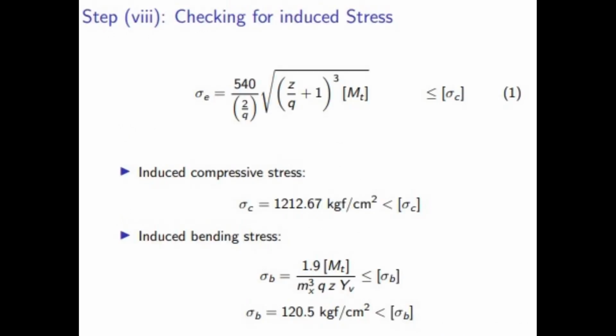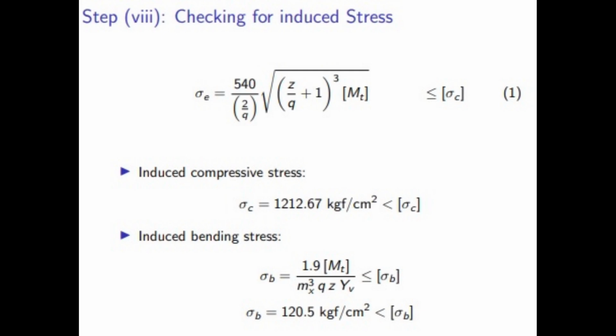Next step 8, checking of induced stress. Page number 8.44, you can see sigma c, that is equal to 540 divided by zq, multiplied by square root of z by q plus 1 whole cube into design mt, which should be less than design sigma c. And all the parameter values are known, and for module and center distance we have to take new values only, and if we substitute we will get sigma c equal to 12.67 kg per centimeter square, which is less than design sigma c, so our design is safe.